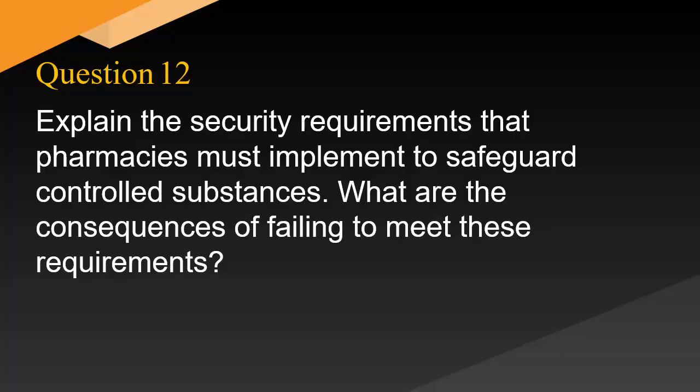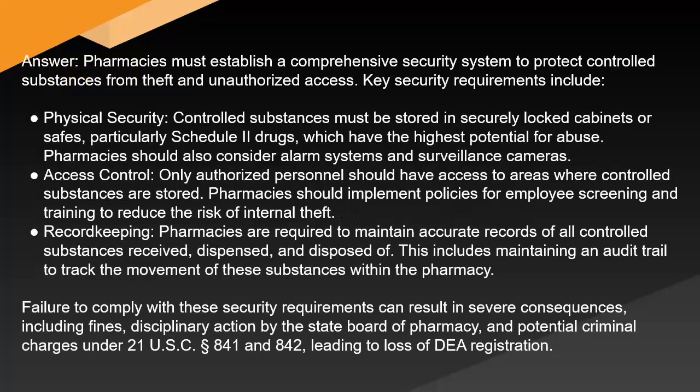Explain the security requirements that pharmacies must implement to safeguard controlled substances. What are the consequences of failing to meet these requirements? Answer: Pharmacies must establish a comprehensive security system to protect controlled substances from theft and unauthorized access. Key security requirements include physical security. Controlled substances must be stored in securely locked cabinets or safes, particularly Schedule I drugs, which have the highest potential for abuse. Pharmacies should also consider alarm systems and surveillance cameras.